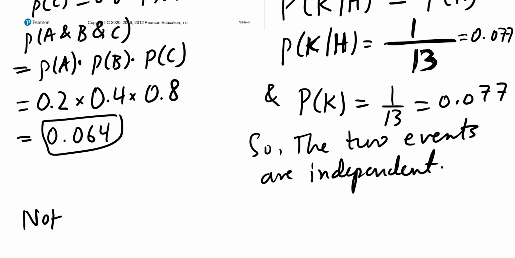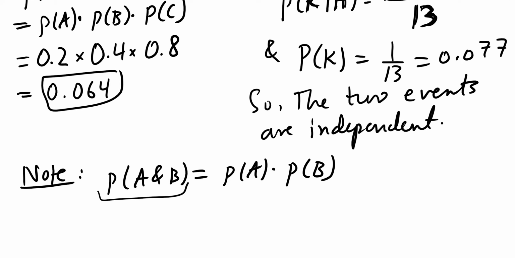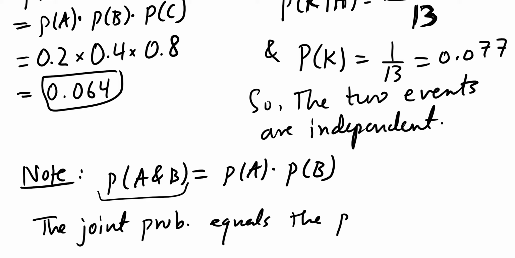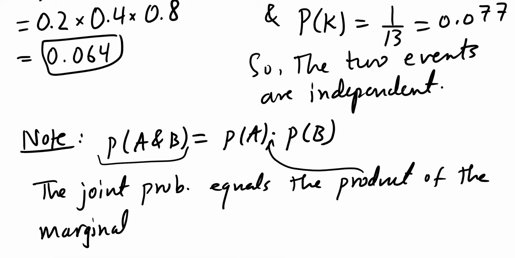Final note here. Remember how in independent events we get that the probability of A and B is equal to the probability of A times the probability of B. In words, this is the joint probability. So we can say that the joint probability equals the product of the marginal probabilities. See, this is a marginal probability, this is a marginal, so that's their product. Good to keep in mind.